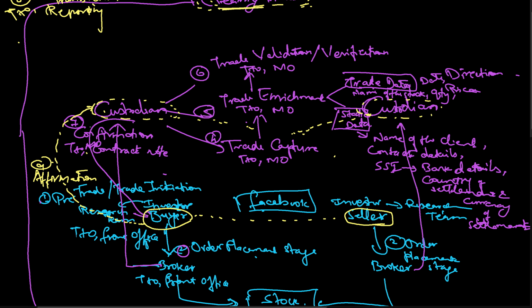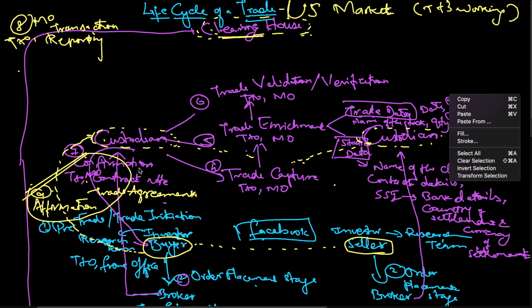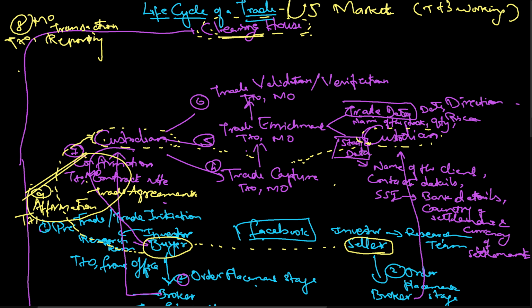Together, this confirmation and affirmation is called trade agreement. So trade agreement has happened: confirmation has happened, and affirmation also has happened. This is happening on T+1, middle office level. Then what next?